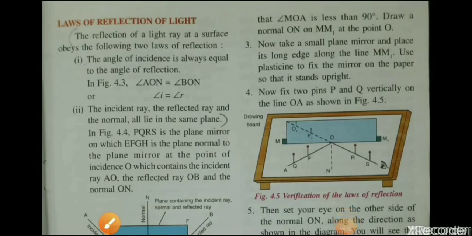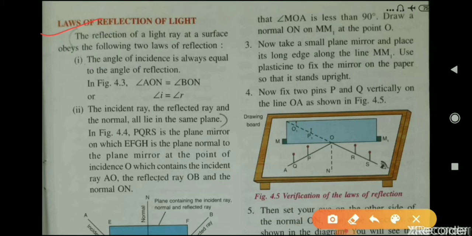Now, laws of reflection of light. Reflection of a light ray at a surface obeys the following two laws. First, the angle of incidence, means the angle between the incident ray and the normal, is equal to the angle of reflection, means the angle between the reflected ray and the normal. So angle i equals angle r. Angle of incidence is equal to angle of reflection. This is the first law of reflection.